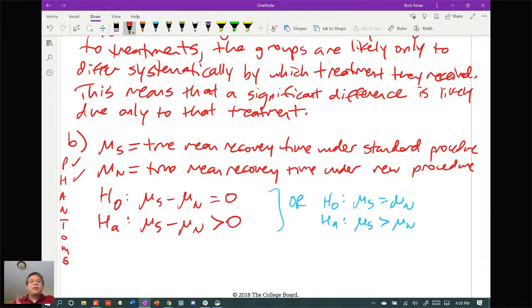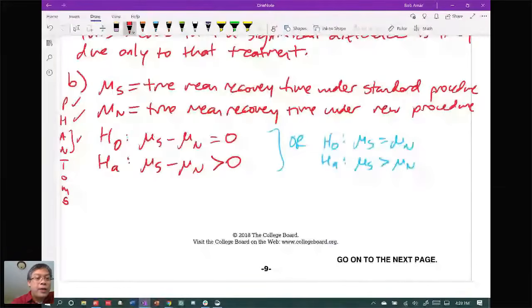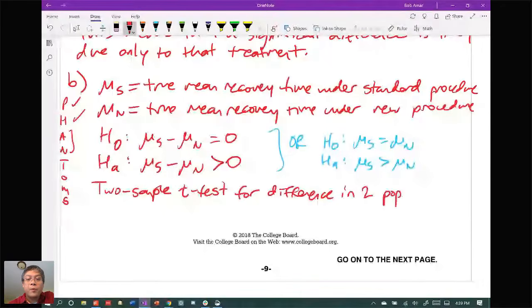Okay, my assumptions, and I like to do both of these at the same time. So let's do them first. All right, I'm looking to conduct a 2-sample t-test for a difference between 2 population means. That's the name of the test.